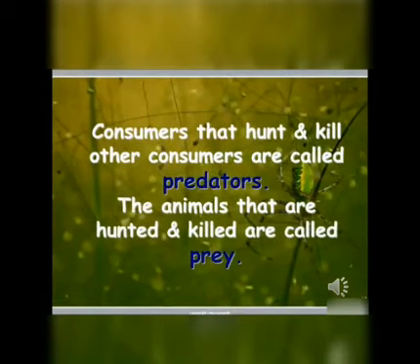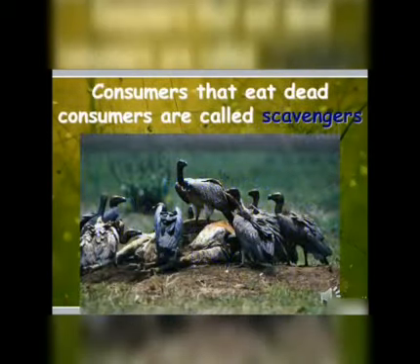Consumers that hunt and kill other consumers are called predators, like tiger, lion, eagle, owl, snake, etc. While the animals that are hunted and killed are called the prey, like the deer, goat, small birds, rat, frog, insect, etc. An animal that feeds on dead organisms, especially a carnivore that eats dead animals rather than or in addition to hunting living prey, is called a scavenger. Vultures, hyenas, and wolves are examples of scavengers.